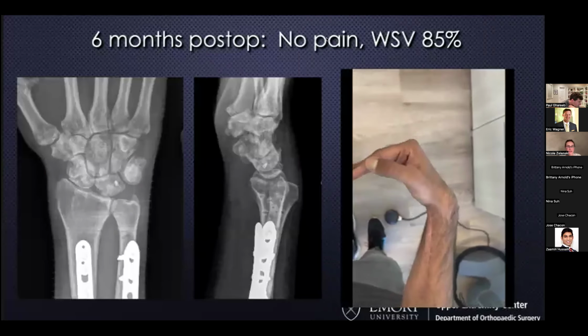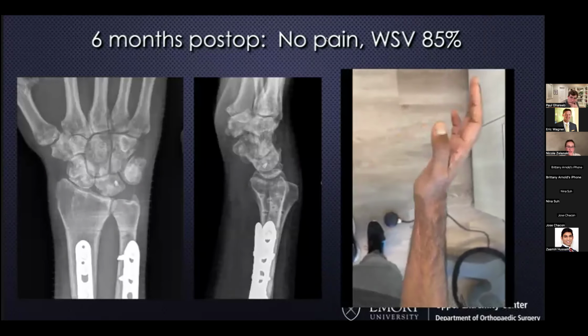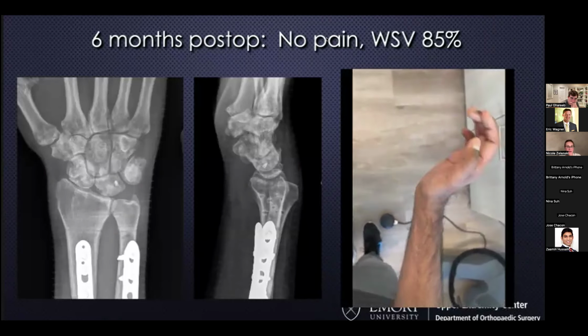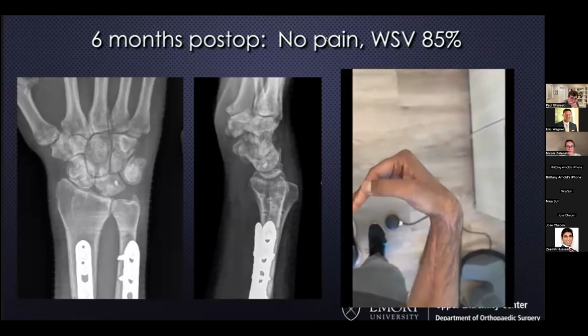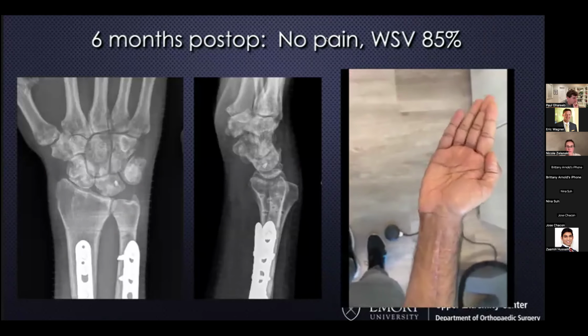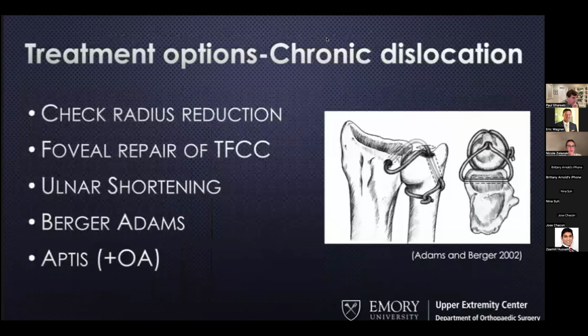And this is that same patient of Dr. Wagner's, also a patient of mine, coincidentally, who had awesome wrist range of motion after arthroscopic repair. And this is how I do it as well. So in patients who have a chronic dislocation, so this is somebody that's coming out much later, again, the first thing you do is check that radius reduction.